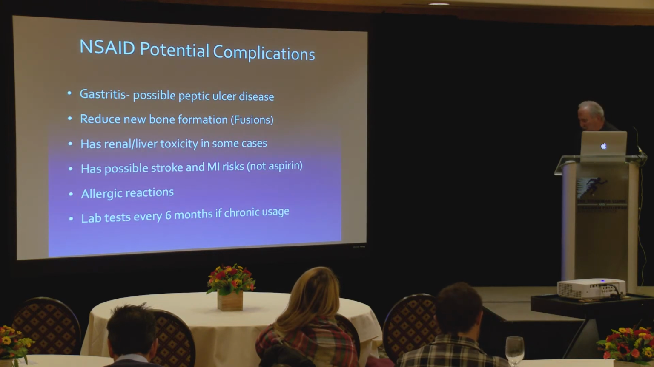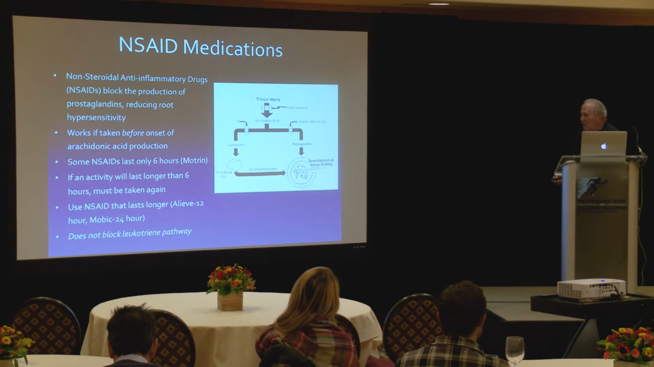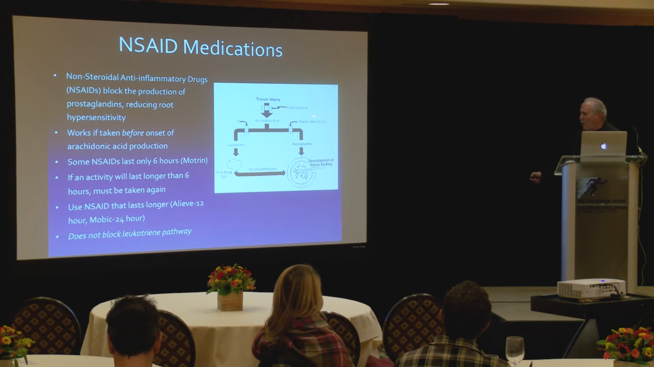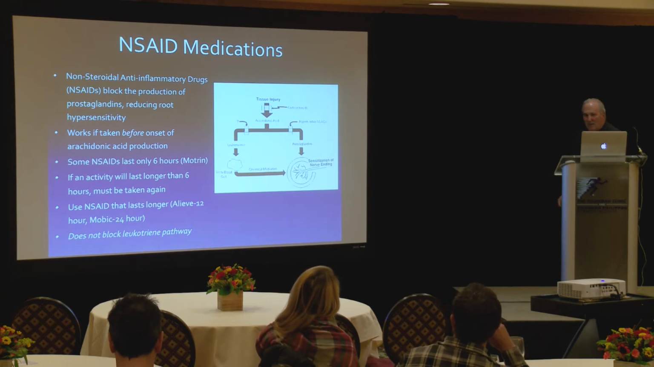So if you give people nonsteroidals, let's go back to nonsteroidals. You have to take it before the onset of arachidonic acid production, meaning that you have to take it pre-activity. Don't try and use these things as pain medications. They don't work as well. They block the transition down this pathway, but if you already have things leaking down this pathway before you take it, it's not going to be as effective.